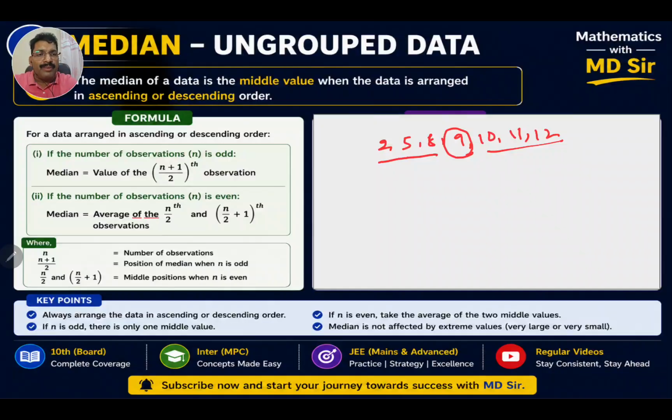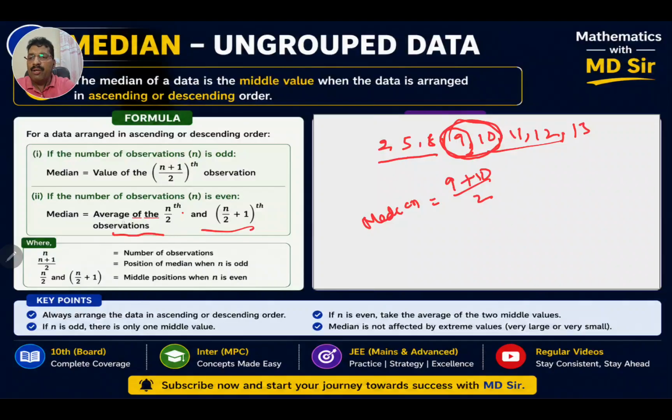Suppose an even number of observations are given, suppose 13 is also given in this, then what will happen? Two values will be the middle values, then we take the average of the two values. Average means here (9 plus 10) by 2. That is called the average of two values. That is called median in this. Whenever n is even, median is equal to the average of the n by 2th and (n by 2 plus 1)th observations.